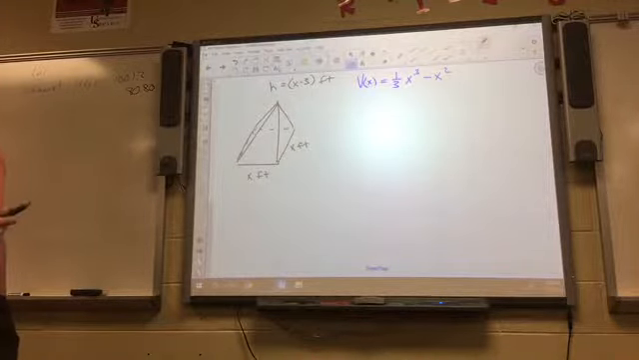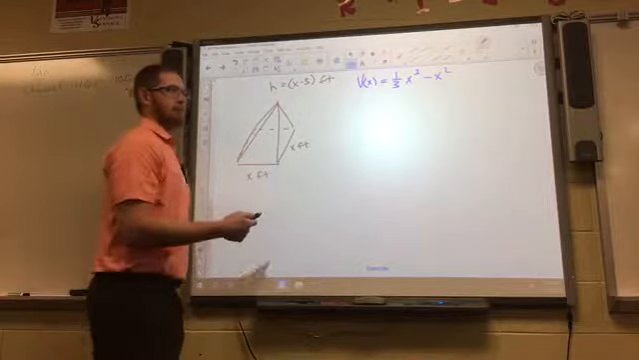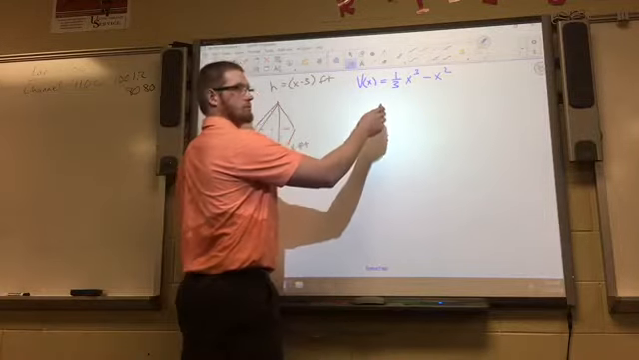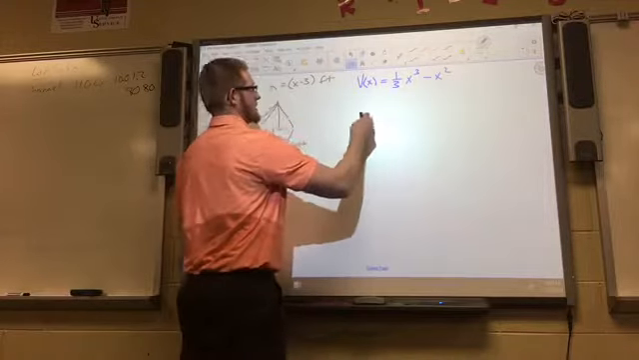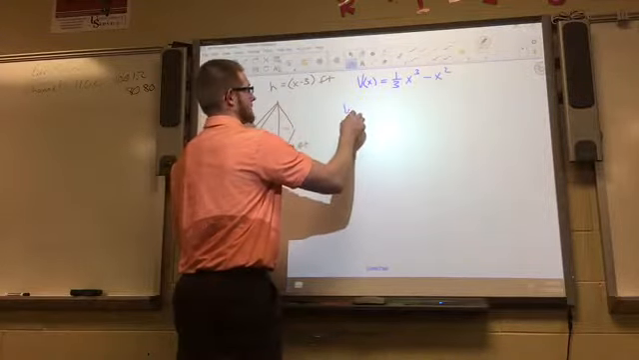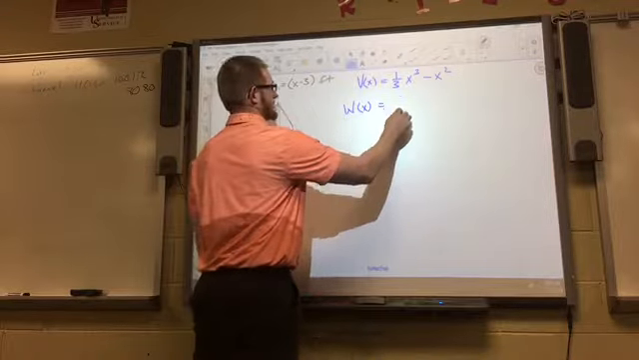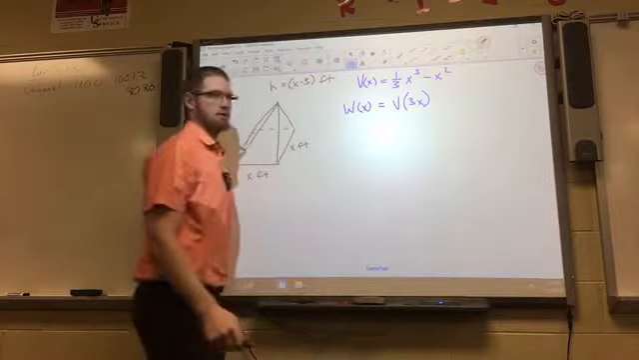They want us to find out what the volume is, but they are giving us side lengths in yards and height in yards. So what they tell us is that to convert this, I know that W of x is equal to V of 3x. And they give that to you.